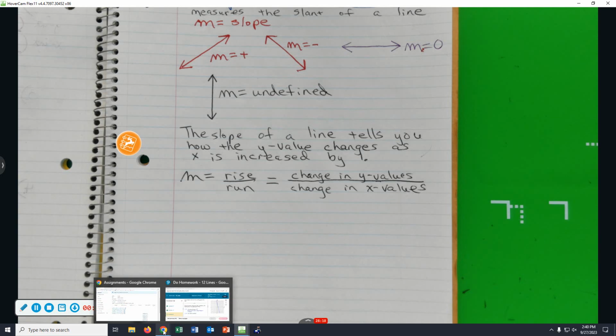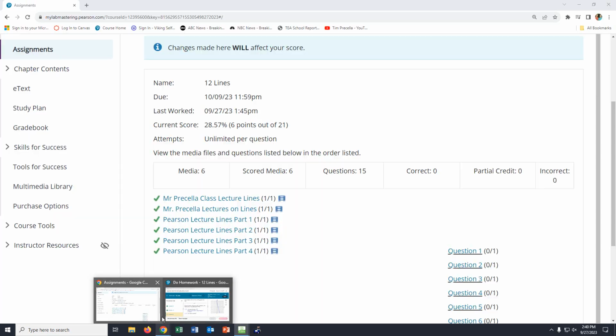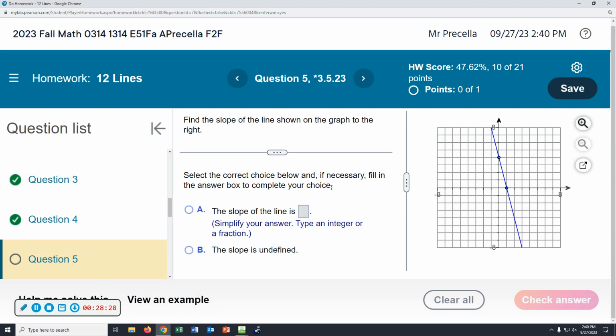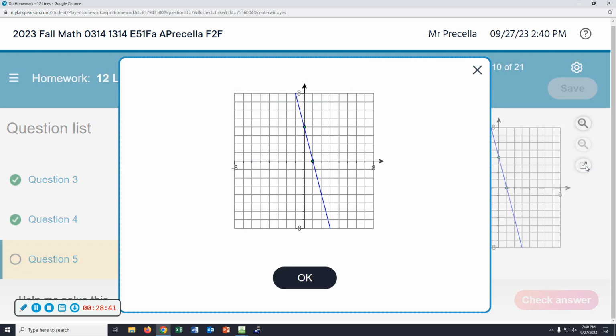So let's look at number 5. Find the slope of the line shown on the graph to the right. Their graph would look better than mine, but I need to write something, okay? So this is number 5. I'm going to draw this graph.